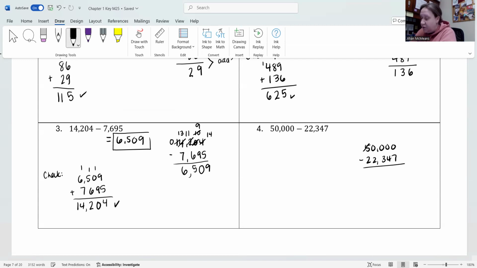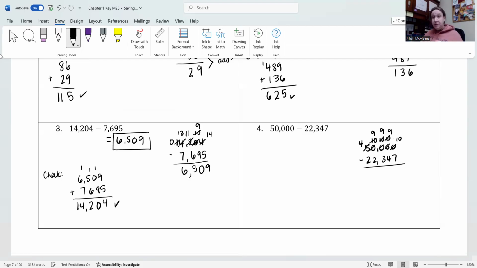We still borrow from the 5, making it a 4. This first 0 becomes a 10. Well, I can borrow from the 10, it becomes a 9. The second 0 becomes a 10. I can borrow from the 10, making it a 9. That third 0 becomes a 10. I can borrow from it, making it a 9. Finally, that last 0 is a 10.